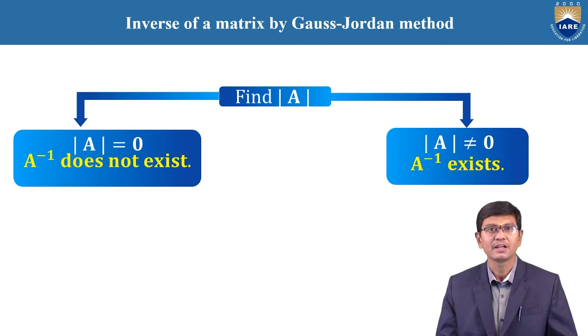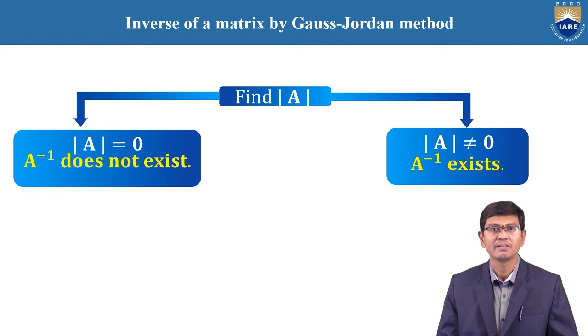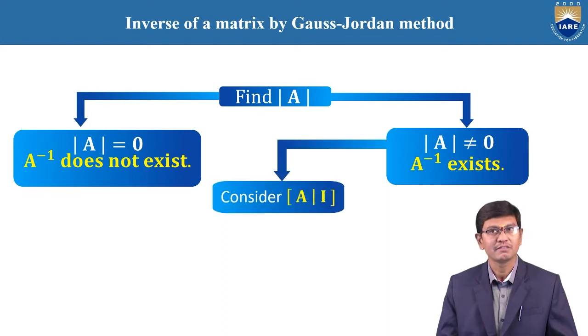Because of that, the inverse of a matrix is equal to adjoint of A by delta A. If delta A is equal to 0, the inverse does not exist, and if delta A is not equal to 0, then only the inverse exists. And if the inverse exists, then by using the Gauss-Jordan method, we need to follow this condition.